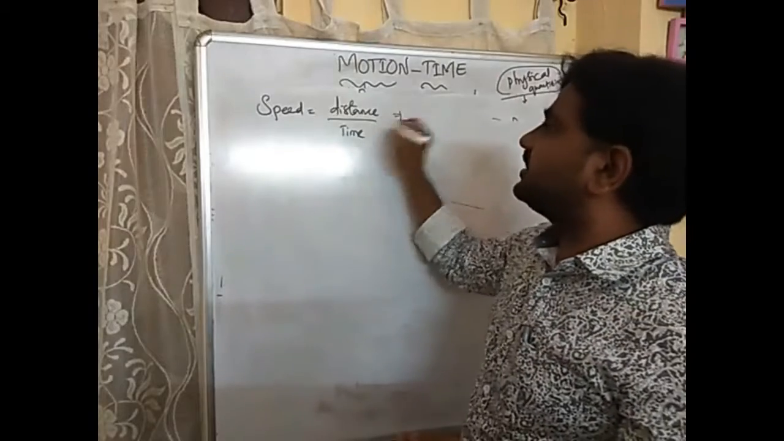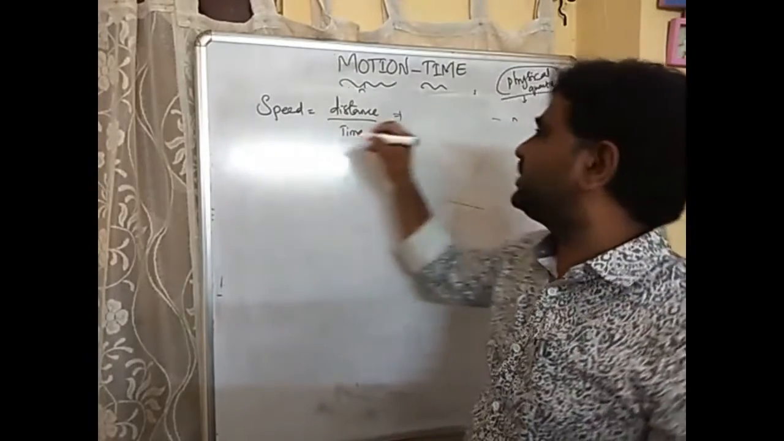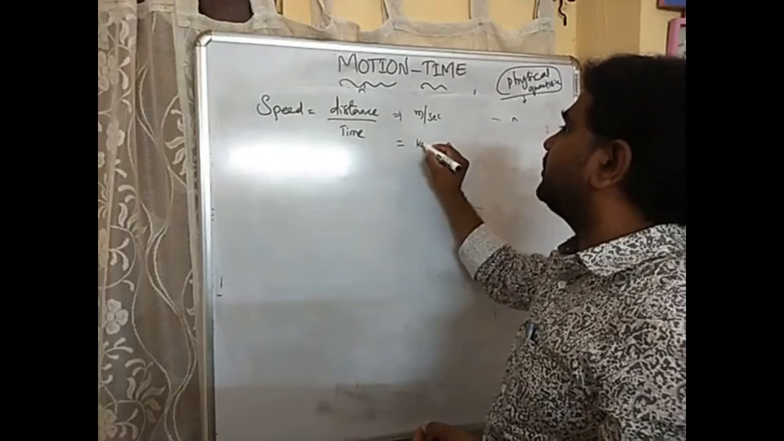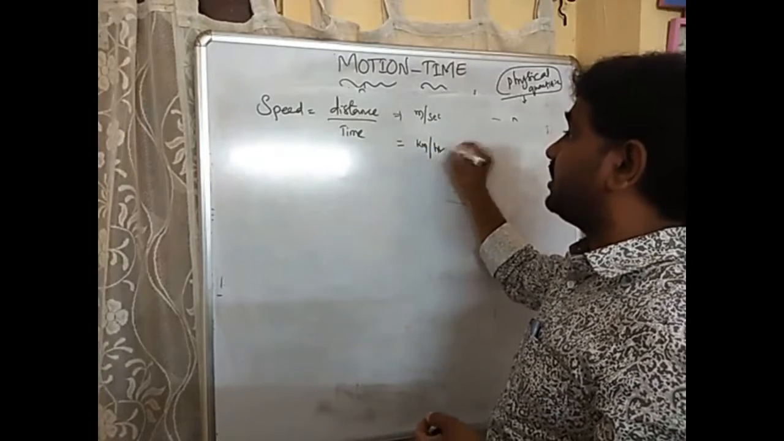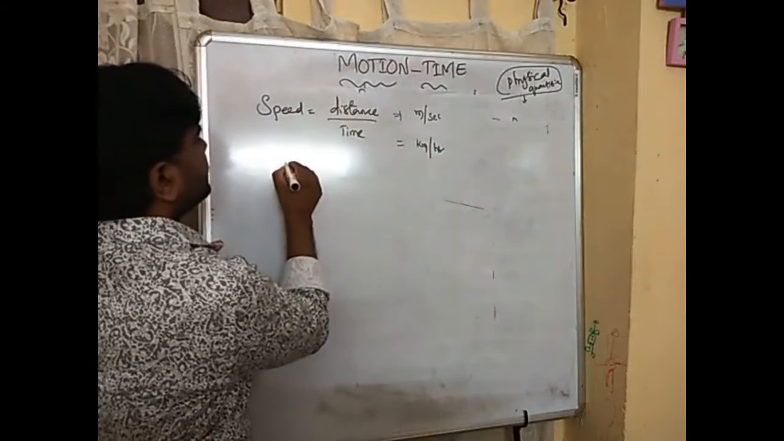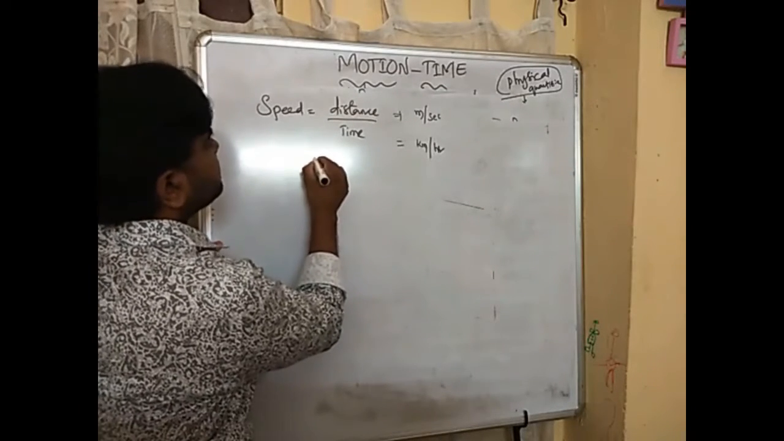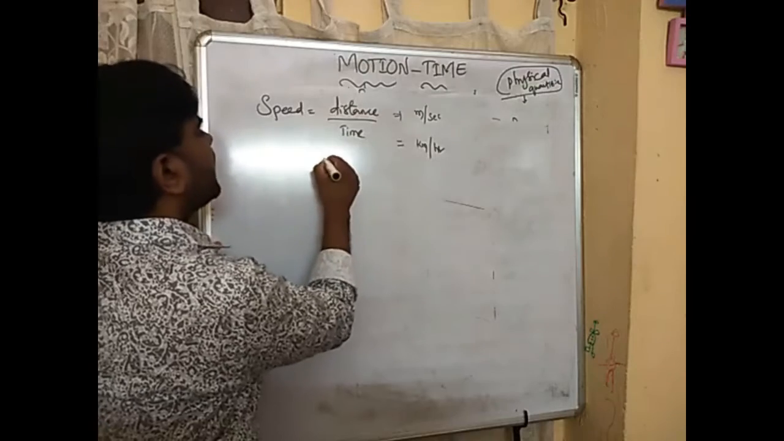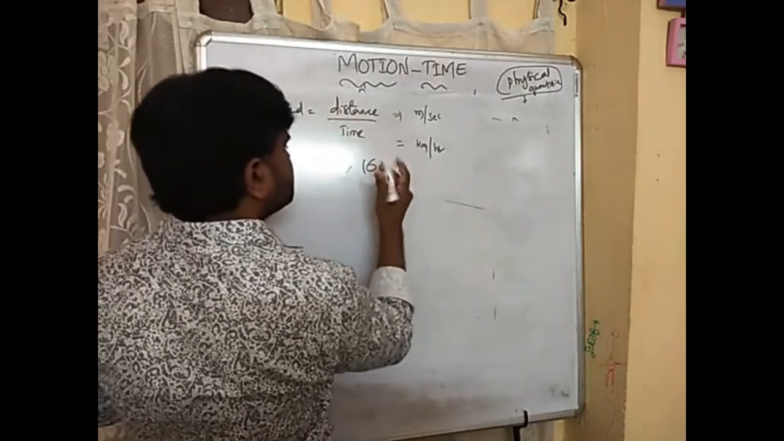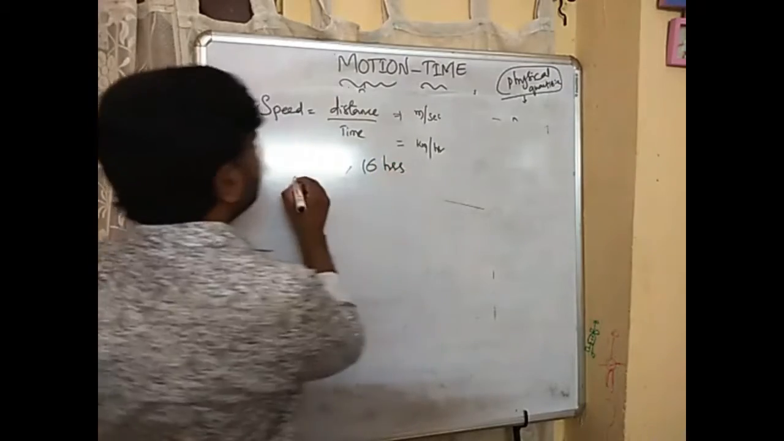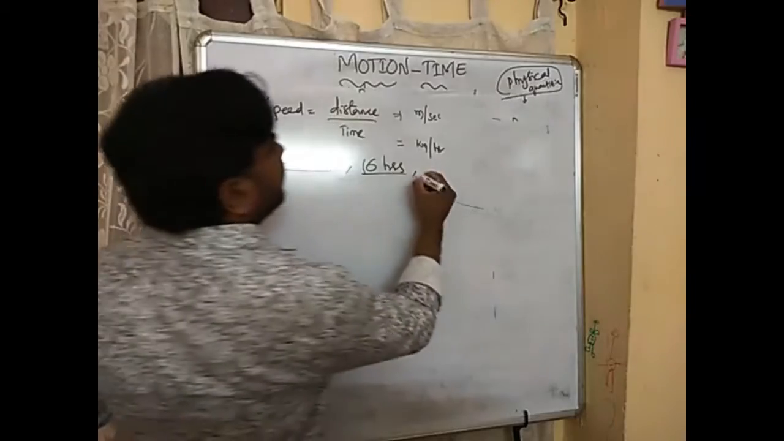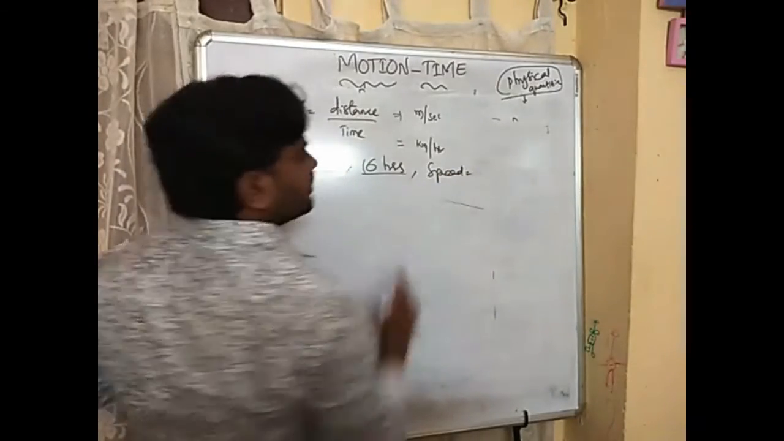Okay. Now, how to solve different problems, or convert from one standard measurement to another. What we have seen, the SI unit of speed is meters per second, and it can also be expressed in kilometers per hour. That means in your examination, for example, if a train covered 100 kilometers in 16 hours, what is the speed of that particular train?